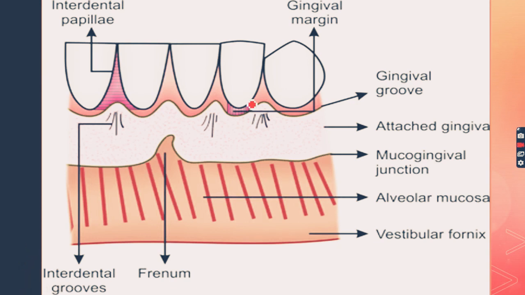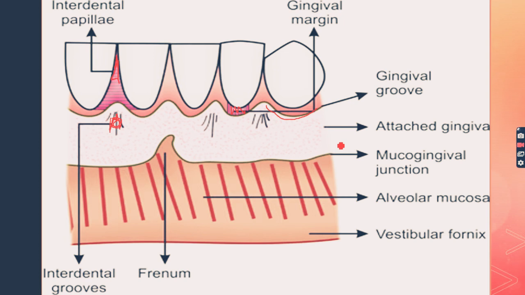Now look at this image. This is gingival groove. Okay. This is gingival groove. And here it is gingival margin. This margin is the gingival margin. And interdental papilla is between the two adjacent teeth. Here it is interdental papilla. And this is interdental groove. Do not confuse this. This is papilla and this is groove. Okay. Between two adjacent teeth, interdental papilla is present and groove is here. Okay. In attached gingiva, interdental groove is present.